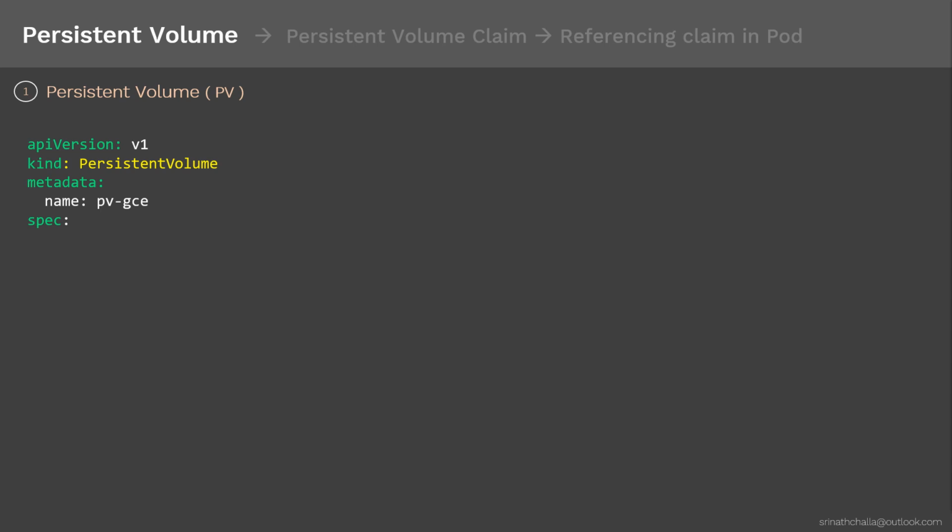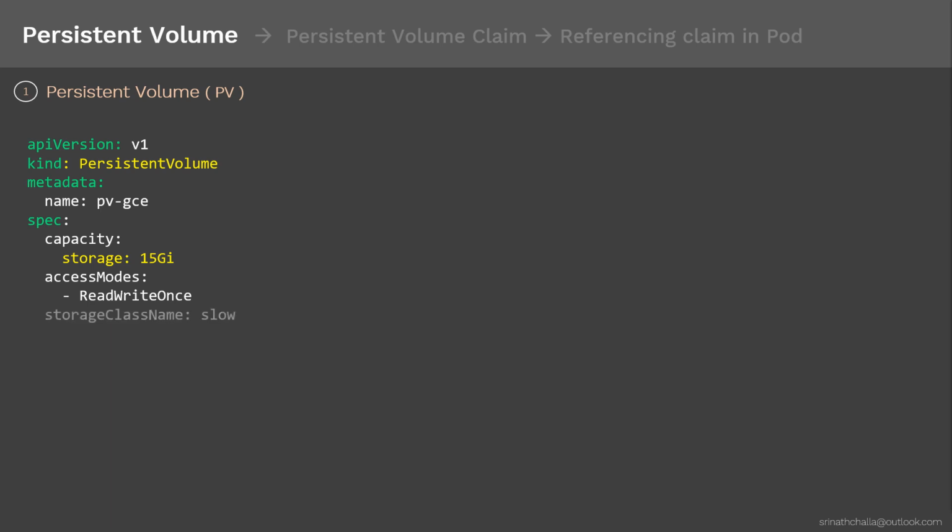Now comes the spec section. This is where the core part lies. This spec section contains 4 major parts. It starts with capacity, and this is where we define how much storage this persistent volume should have. In our example, we have a size of around 12 gig. Next comes the access modes. There are different access modes such as read-write once, read-only many, and read-write many. In our example, we have read-write once. It means the volume can be mounted as read-write by a single node.